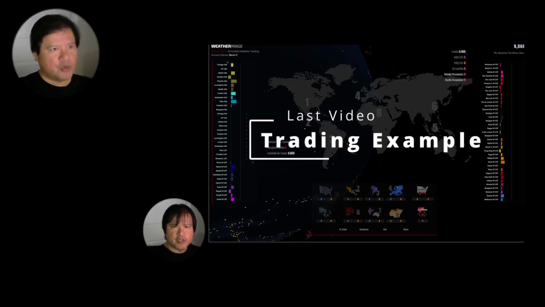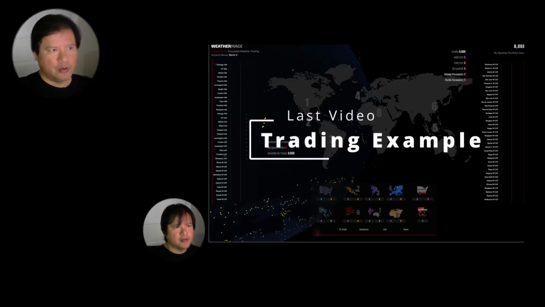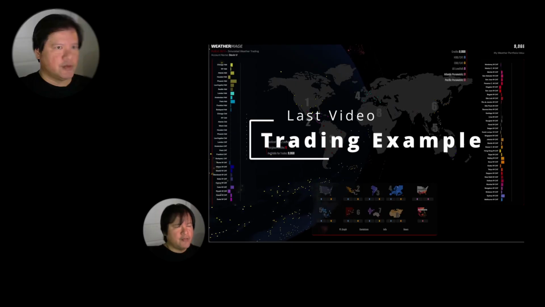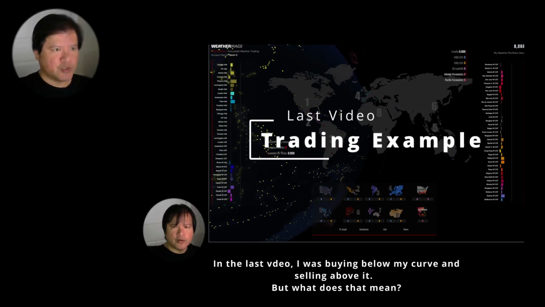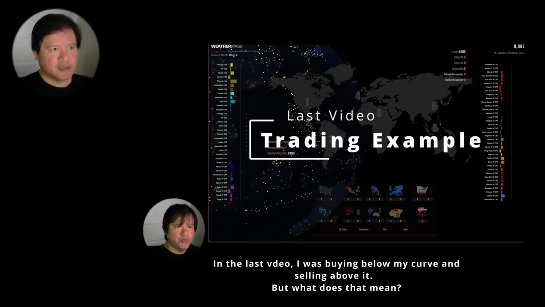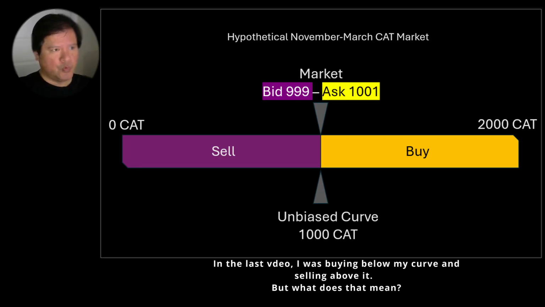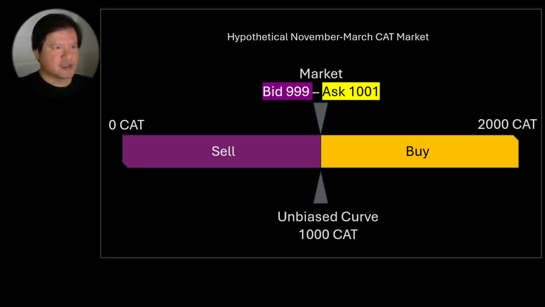With that said, I want to go back and explain weather curves a bit more. As you can remember from the last video, I was buying in cities where the market was trading below my curve and selling in cities where it was trading above. But what exactly does that mean, to buy below and sell above a curve? Well, let's look at an example.